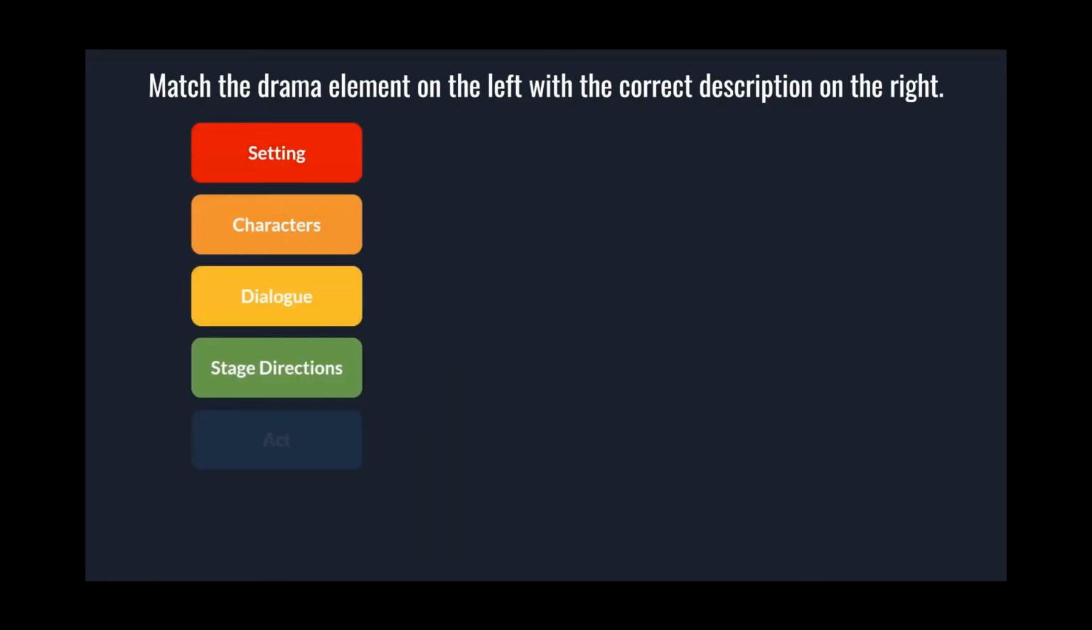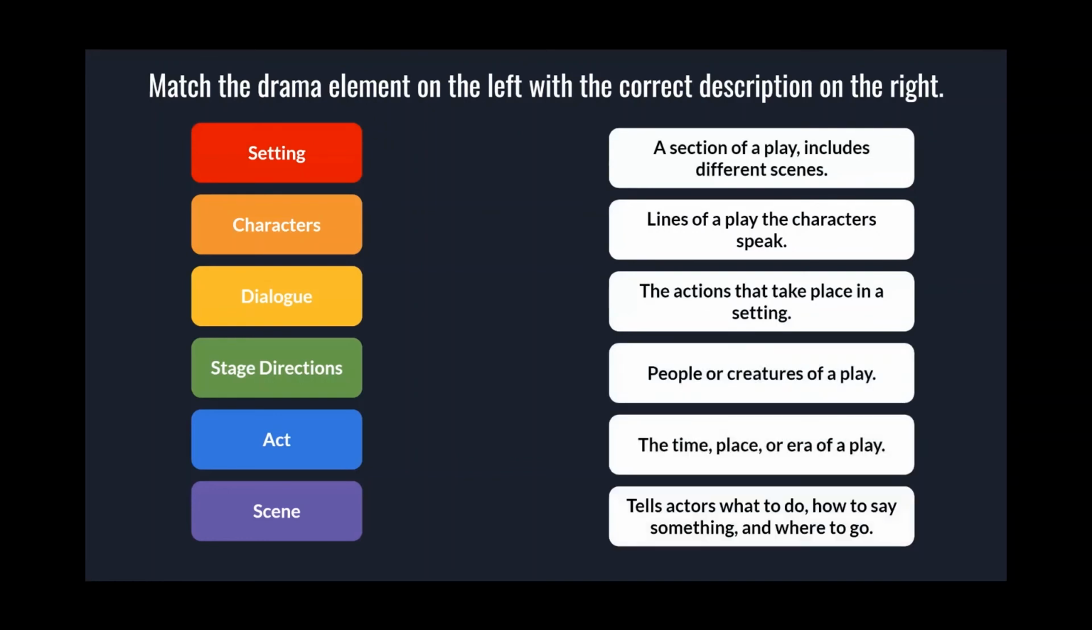So here are the elements. You have setting, characters, dialogue, stage directions, act, and scene, all right? You're going to match it up with one of the descriptions on the right, right? Setting is going to correspond to a description on the right, all right? Your descriptions are: a section of a play that includes different scenes, lines of a play the characters speak, the actions that take place in a setting, people or creatures of a play, the time, place, or era of a play, tells actors what to do, how to say something, and where to go. All right, take a moment, hit pause, and match your element to the correct description. If you want to write them all out, that's fine. All right, hit pause now.